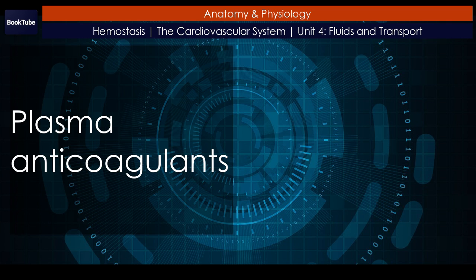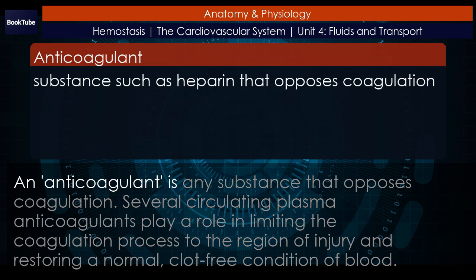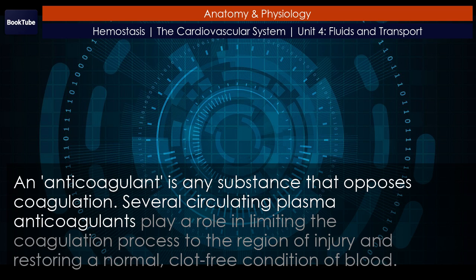Plasma anticoagulants. An anticoagulant is any substance that opposes coagulation. Several circulating plasma anticoagulants play a role in limiting the coagulation process to the region of injury and restoring a normal, clot-free condition of blood.